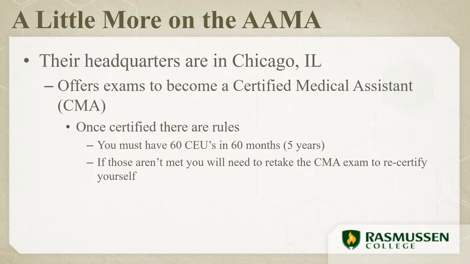The AAMA offers the Certified Medical Assistant credential, or the CMA, and upon successful completion of a program that is accredited by either CAAHEP or ABHES, students are allowed to sit for that examination. Once you become certified, you will have to maintain that certification, and this is done through one of two ways. Either you must have 60 hours of CEUs, which are continuing education units, in 60 months, or 5 years. And if you do not complete those 60 CEUs, you will have to retake your certification exam and pass it again.